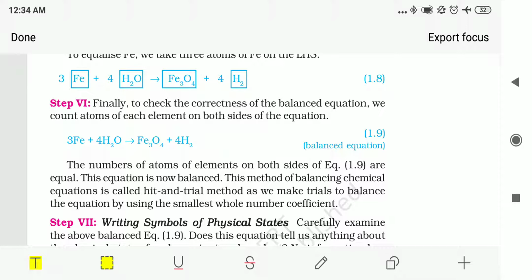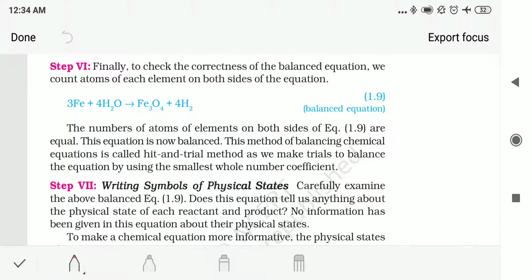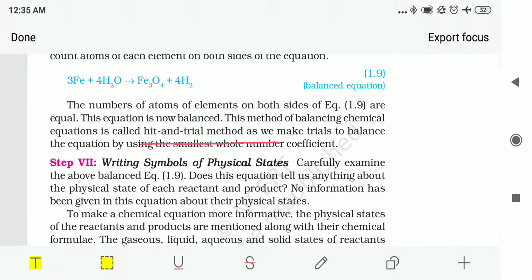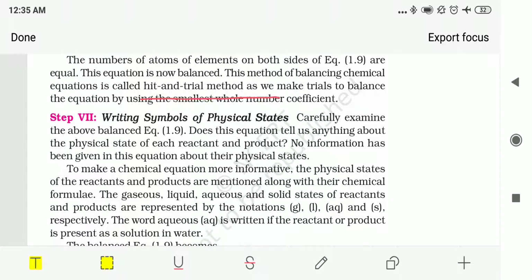This method of balancing a chemical equation is called hit and trial method. This method is called hit and trial method as we make trials to balance the equation by using the smaller whole number coefficient. And the last step is writing symbols of the physical states. Carefully examine the above balanced equation number 1.9. Does this equation tell us anything about the physical states of each reactant and product? Equation number 1.9 does not tell us the physical state of each element. So no information has been given in this equation about their physical states.